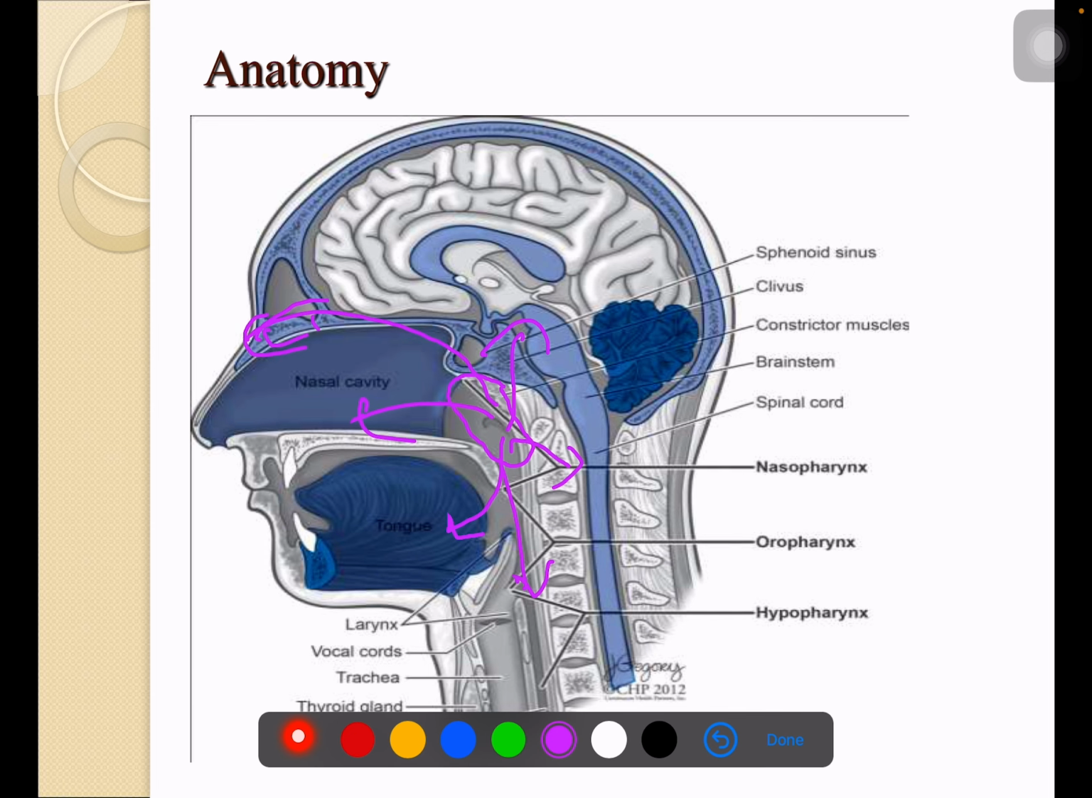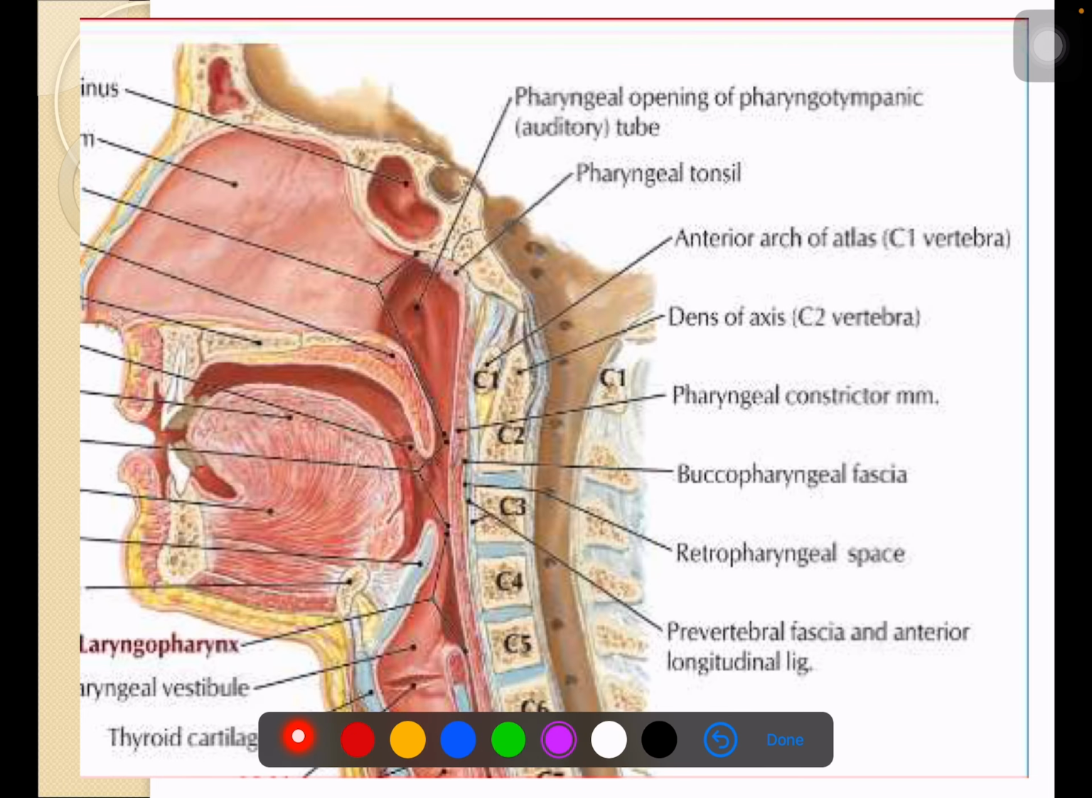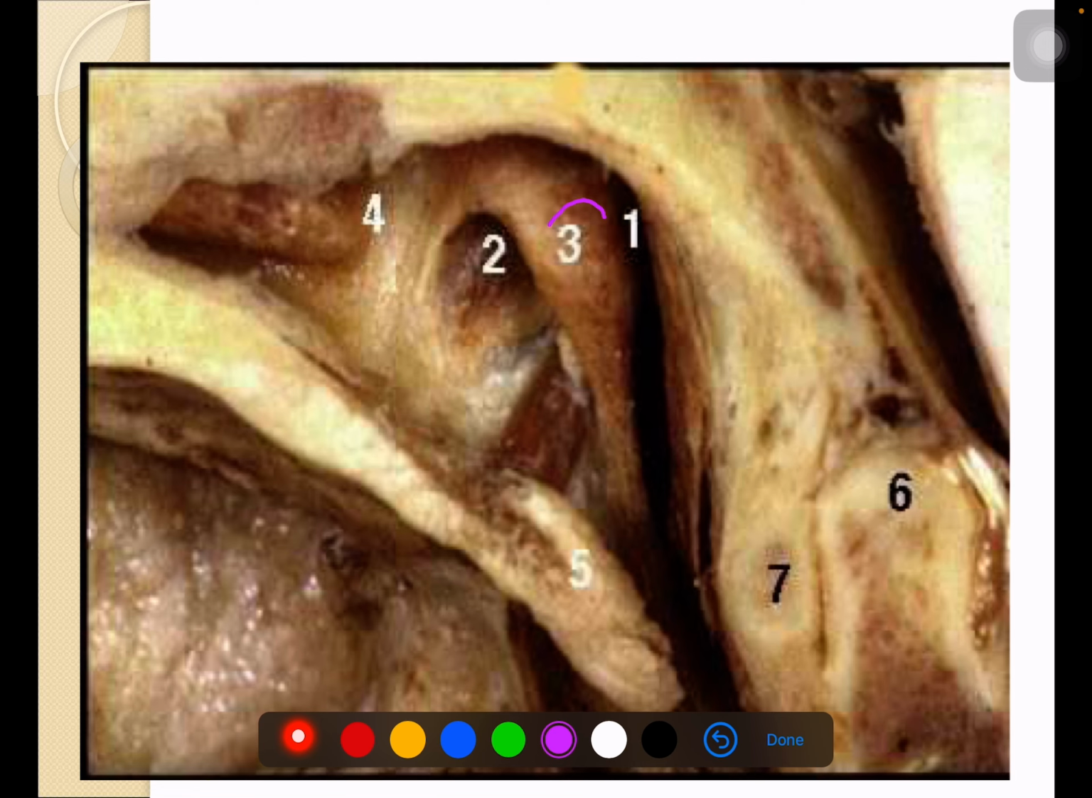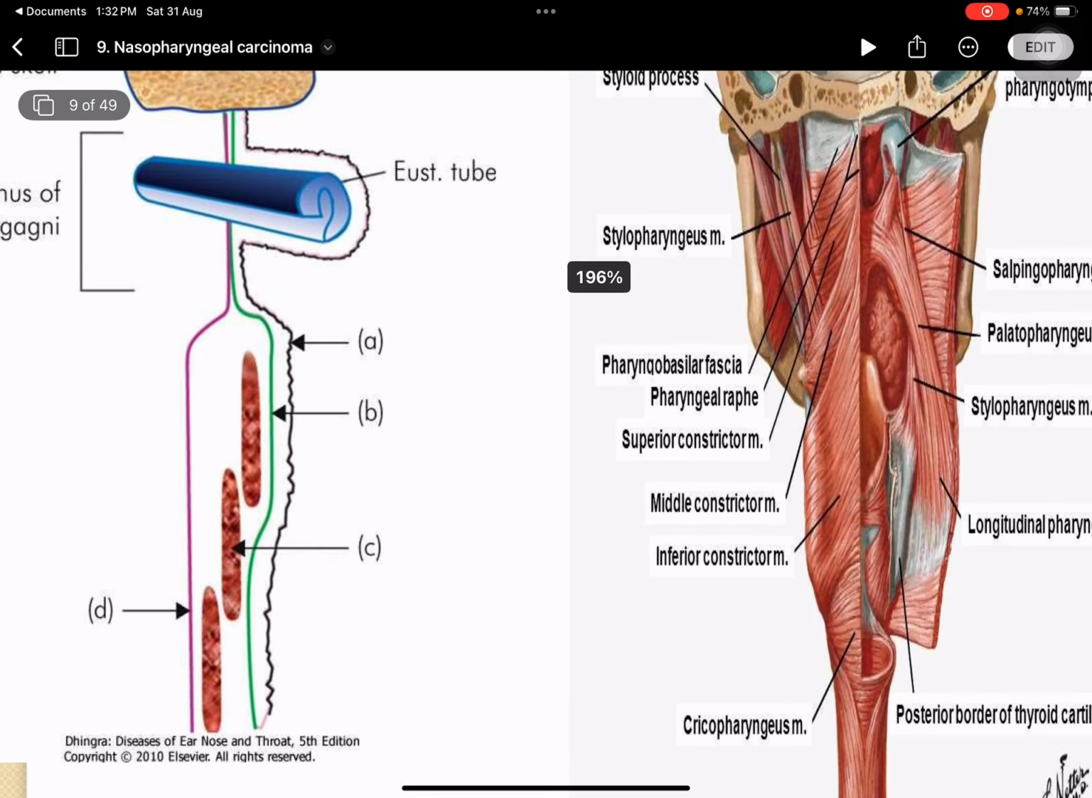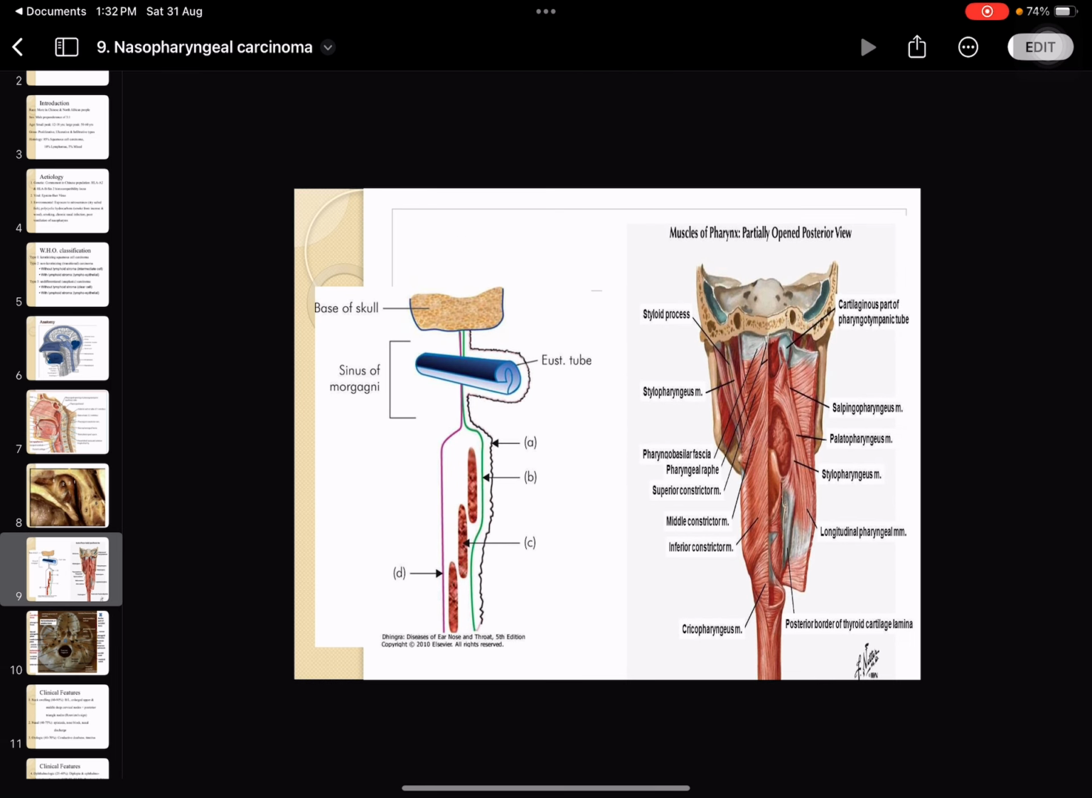Next, this is your fossa of Rosenmuller. This is the opening of the eustachian tube, and inside there is a depression. It's clearer in the next slide. See here, area number 3, the depression area. This is the opening of the eustachian tube. Next, these are the muscles of the pharynx.